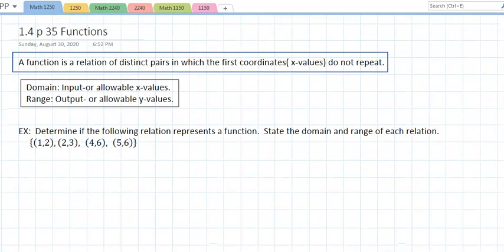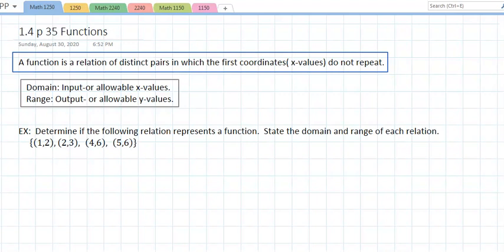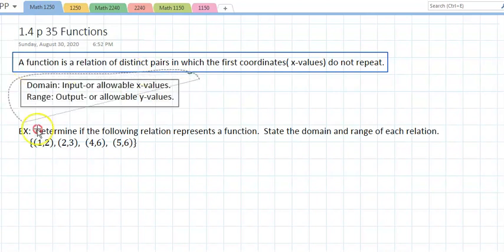Alright, section 1.4 is on page 35, talks about functions. A function is a special relation between two variables, x and y, for the most part. It could be any other variables, but we use x and y because that's what we're going to use most of the time.